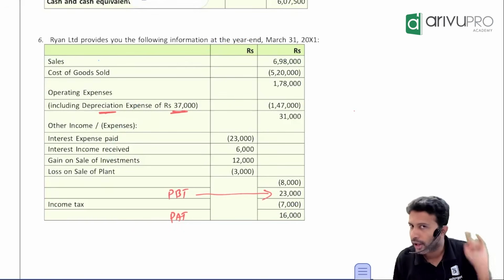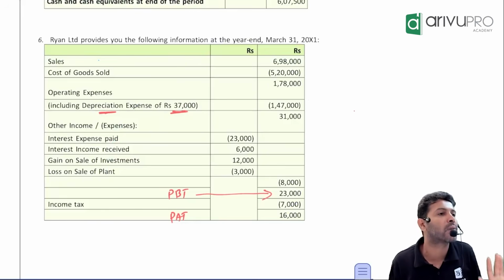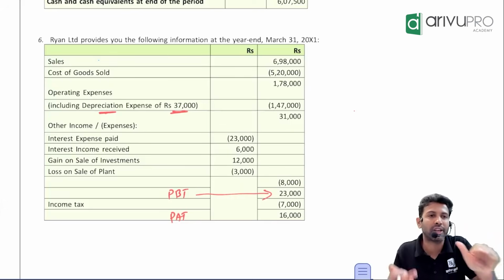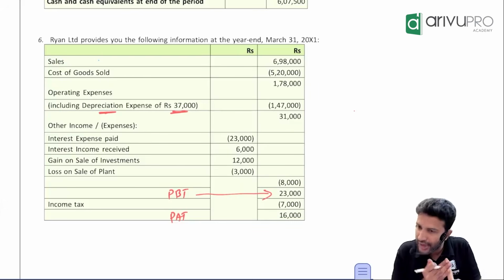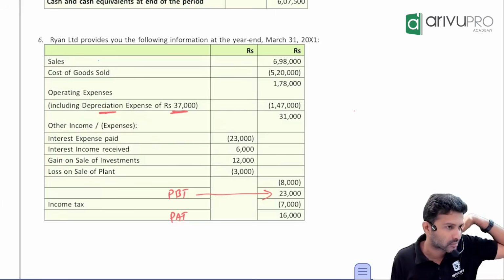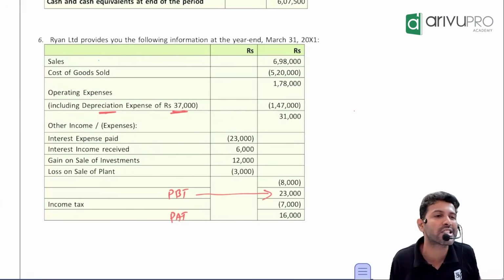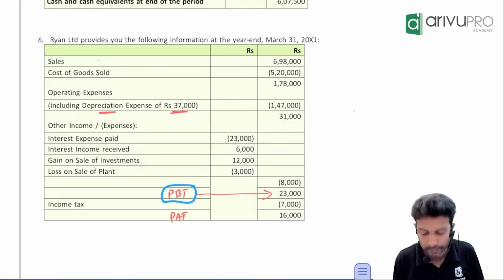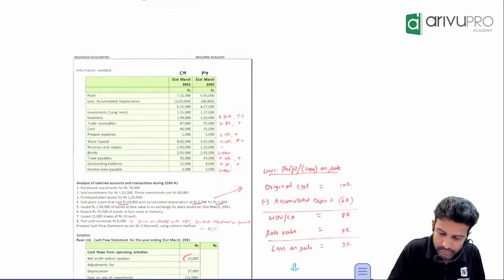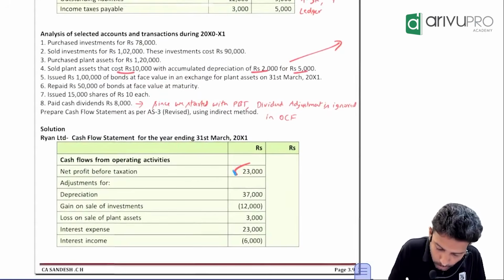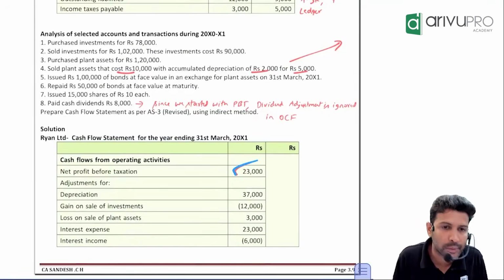What I told in the indirect method is that the first thing is to identify which profit is given to you in the question. Sometimes it will be PBT, sometimes PAT, sometimes profit after all adjustments. Sometimes all three will be given. When all three are given, you will always first prioritize what? First priority is always PBT. Here PBT is available. How much is that? 23,000. Start with that.